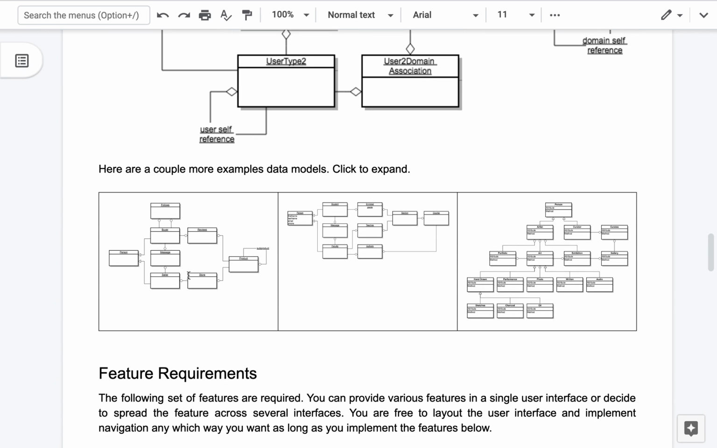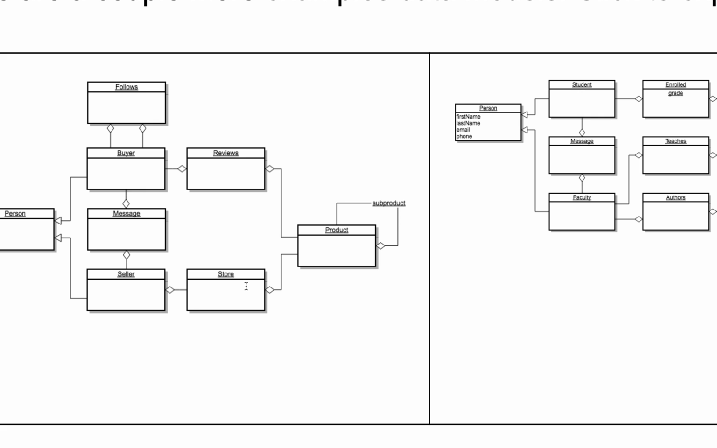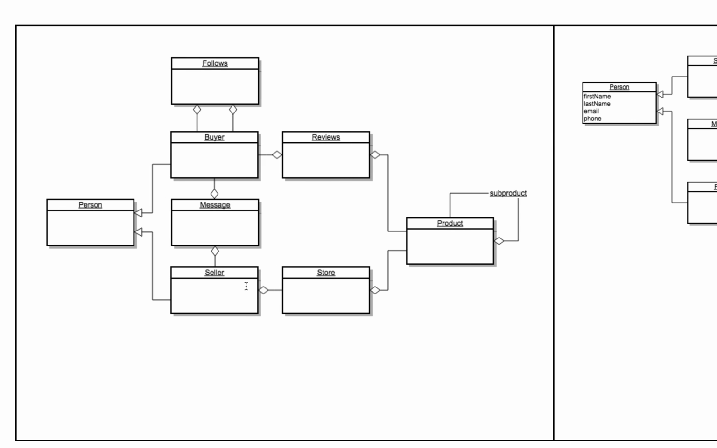Here are just some other really quick examples. A buyer and a seller might message each other, send messages. A buyer can follow other buyers because they've reviewed things, and they might say, "Oh, this guy writes really good reviews." They can create many reviews for many products. A seller can have many stores. In each store they can add different products. Products can be organized in sub-products in a category.